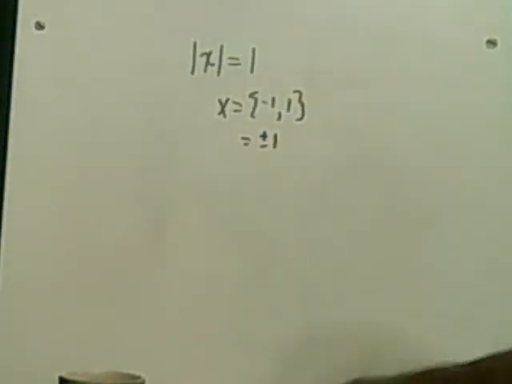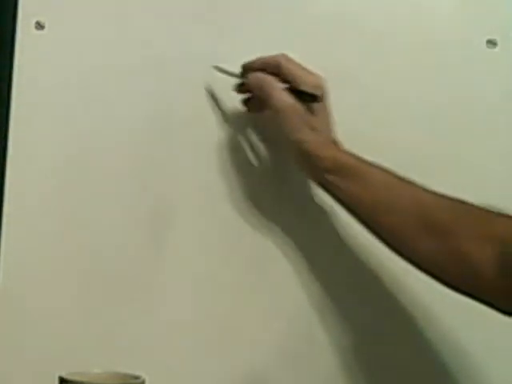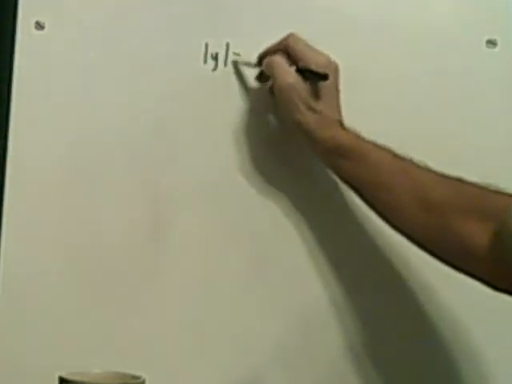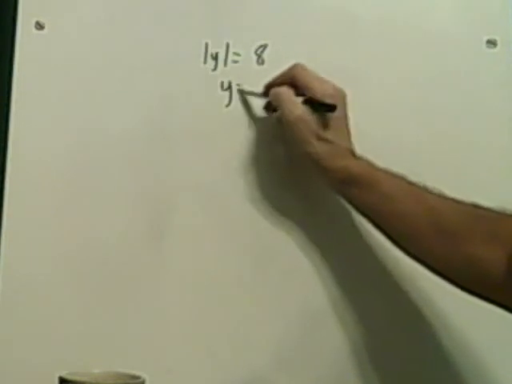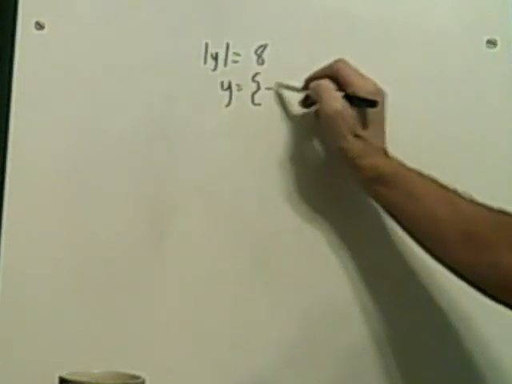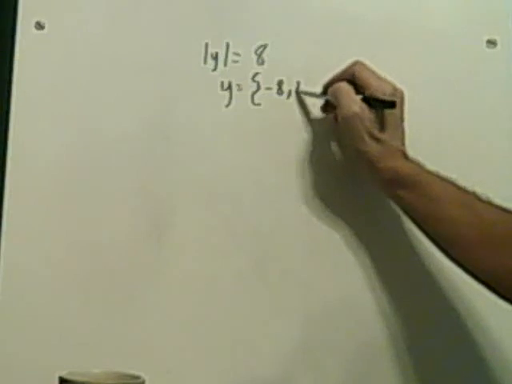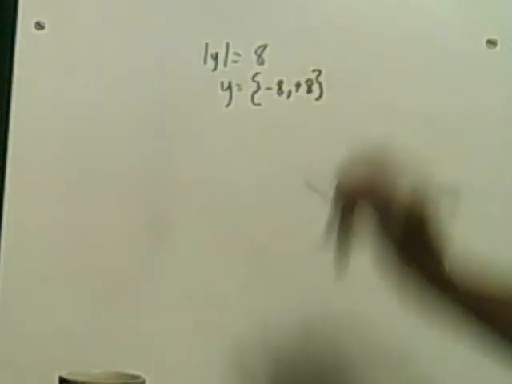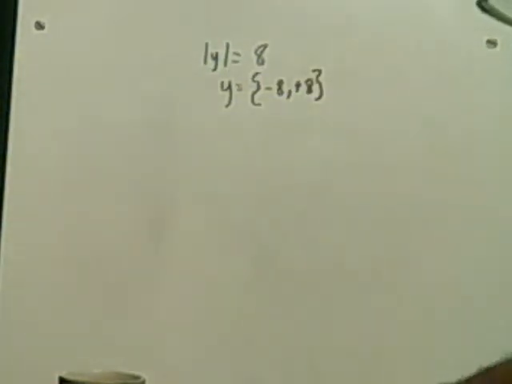Okay, two solutions, but quite easy. That's what we started with. And then number 26 says y is equal to 8. Well, same story. This is just equal to -8 or +8. There are two solutions. That's just like what we started with.